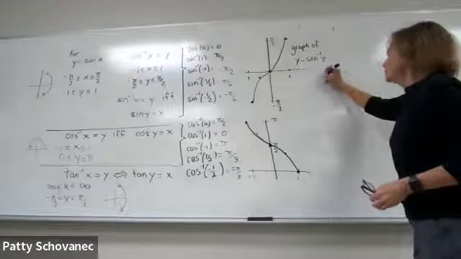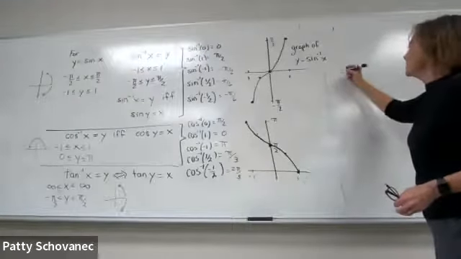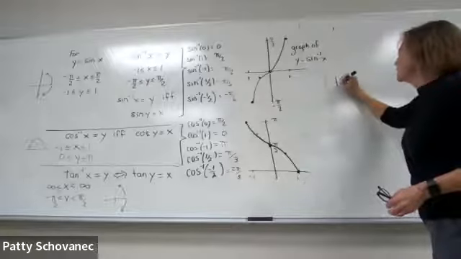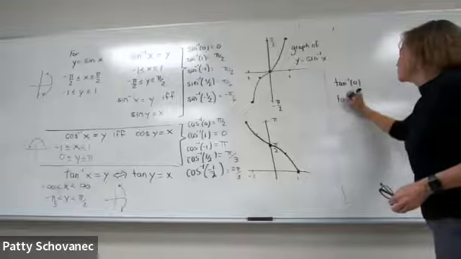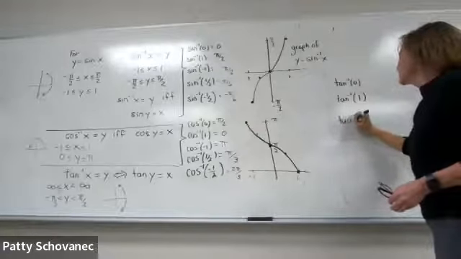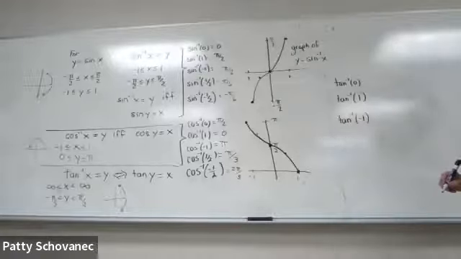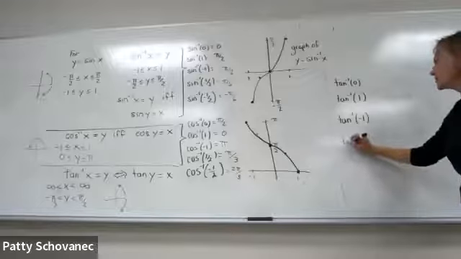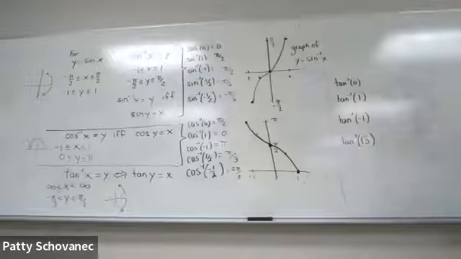And so, to get the graph of the inverse tangent function, let's find some easier values. Let's see. Let's find the inverse tangent of 0, the inverse tangent of 1, the inverse tangent of -1, maybe just for fun, the inverse tangent of the square root of 3. Did that just make it more fun?